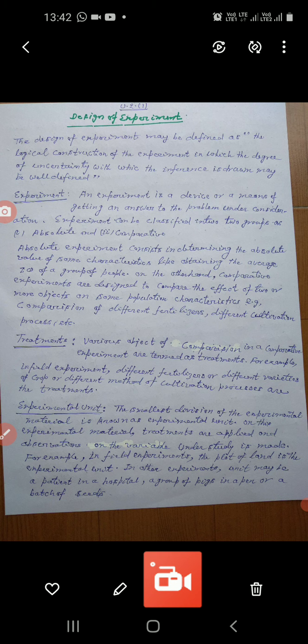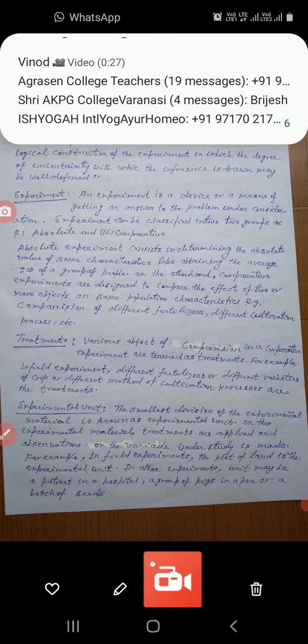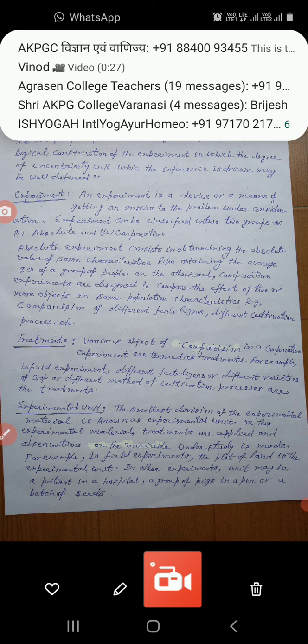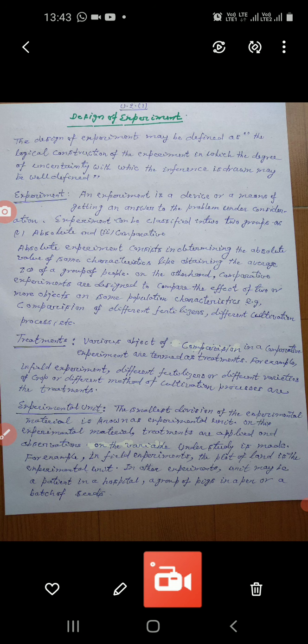So once again, an experiment is a device of obtaining an answer to the problem under consideration. And this is of two types: absolute and comparative. In absolute experiment, an answer to the problem is obtained, and in comparative experiment, comparison of two samples is done.